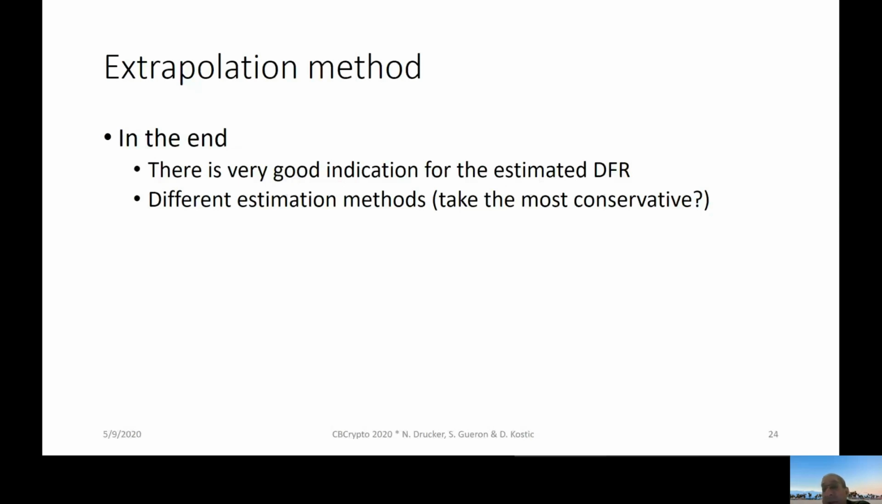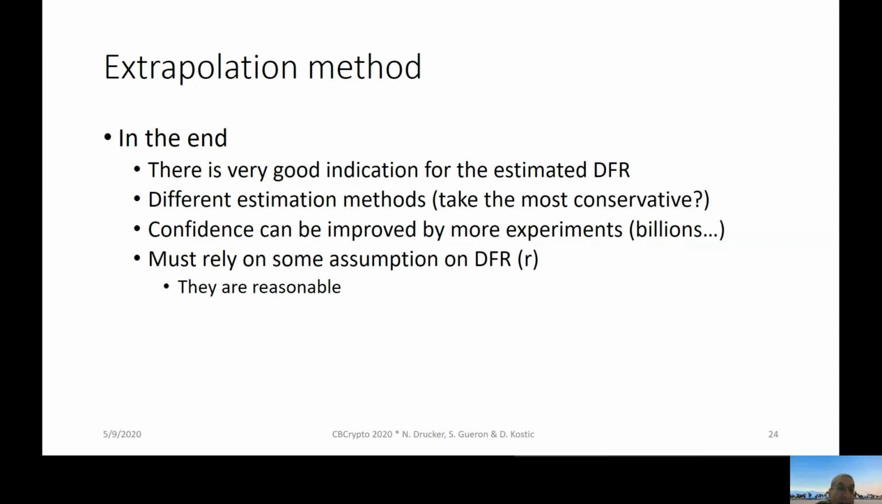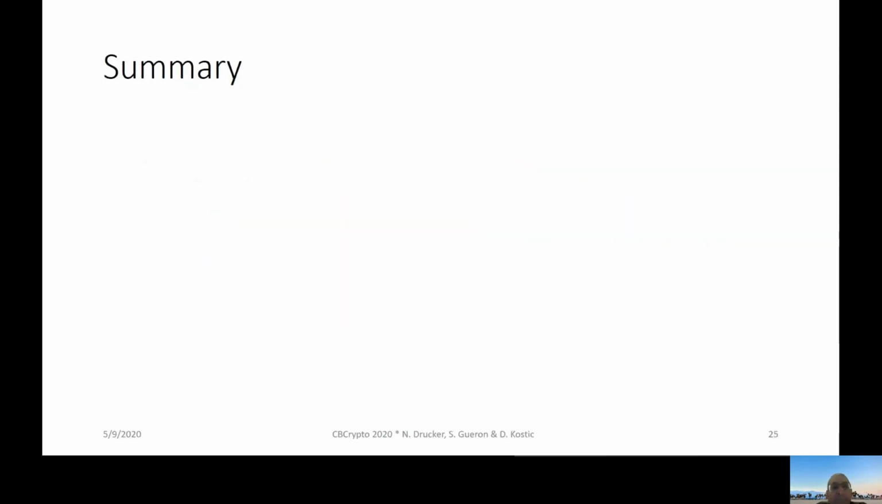So we can take the most conservative, or we can take the one that seems most agreeable. Now, the confidence can always be improved by doing more experiments, and I'm talking billions and billions, and this is what we've been doing. But there is no escape from the fact that you must rely in the end on some assumption on how the DFR depends on the block size R. Now, these assumptions are reasonable, but they still do not constitute a formal proof.